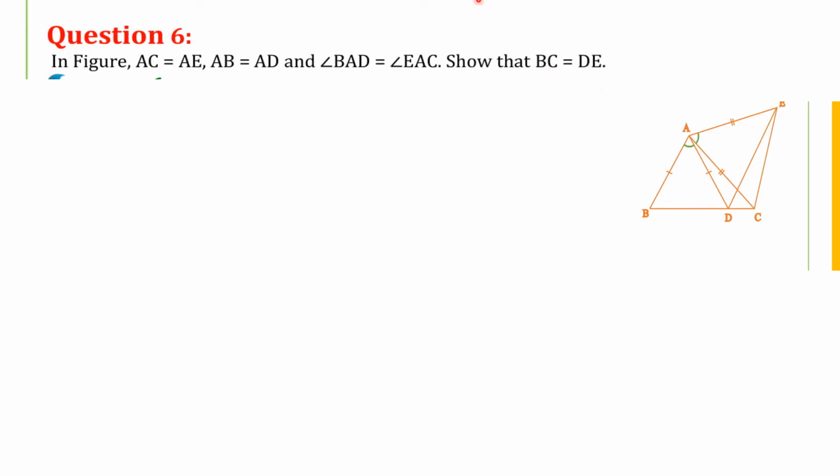For proving BC is equal to DE, let us observe BC is in which triangle? BC is in the triangle ABC and DE is in the triangle EAD. So now let us take these two triangles and find out three conditions so that these two triangles can overlap each other. So in these two triangles, the first condition you can see very easily, AB is equal to AD, and the second condition you can see, AC is equal to AE.